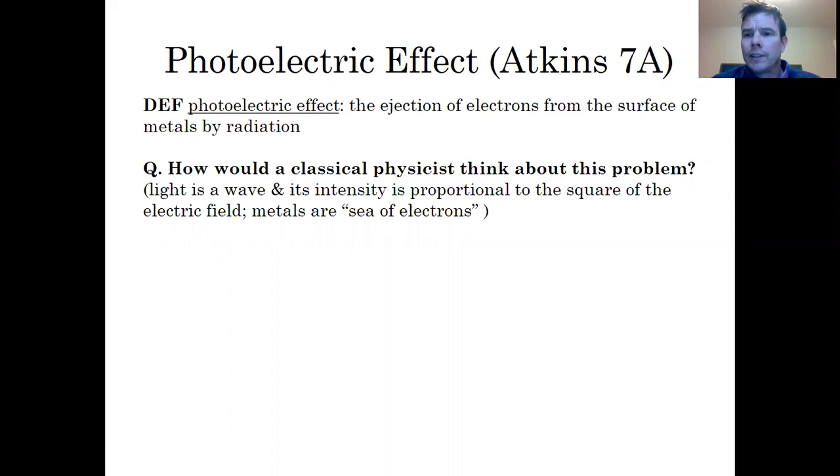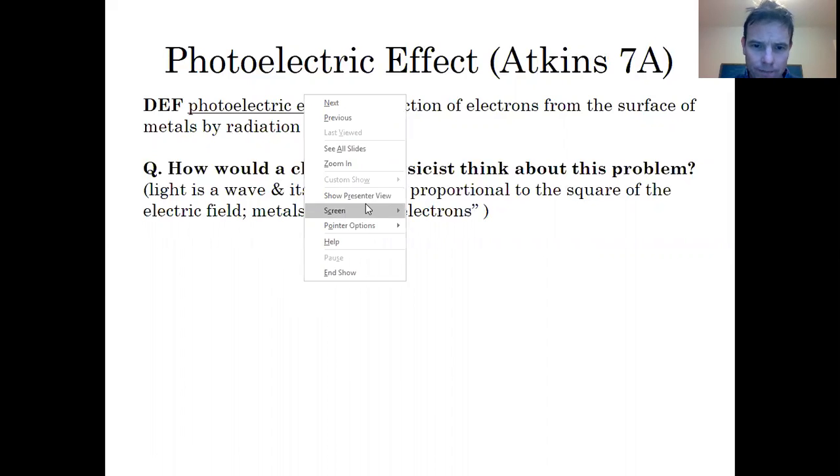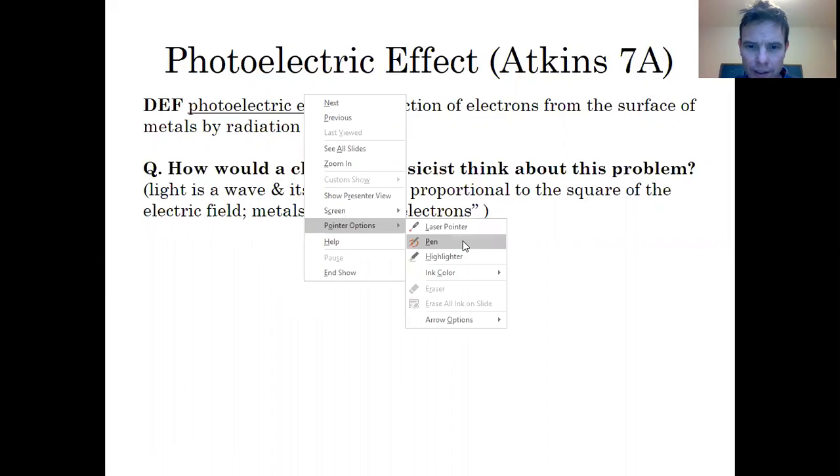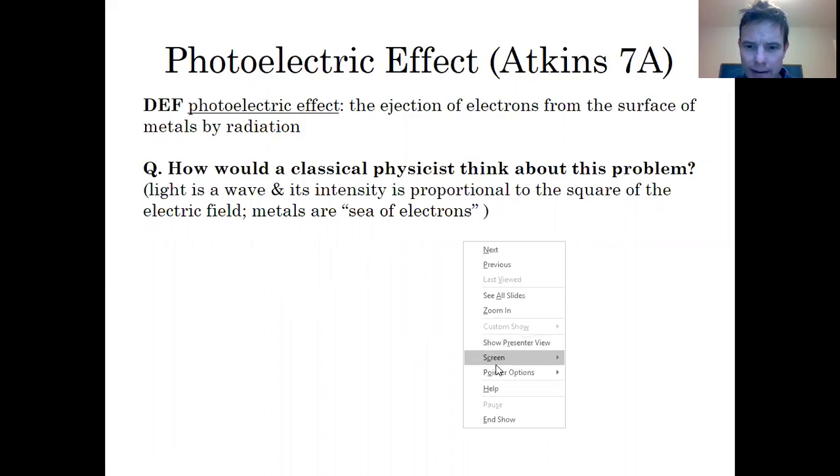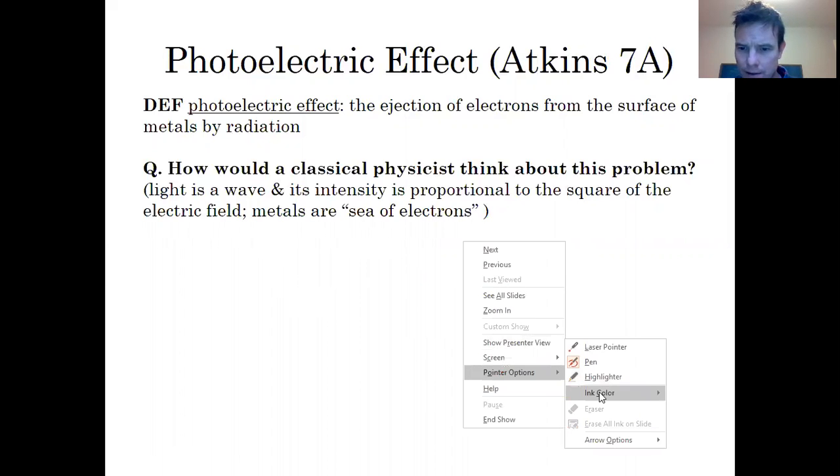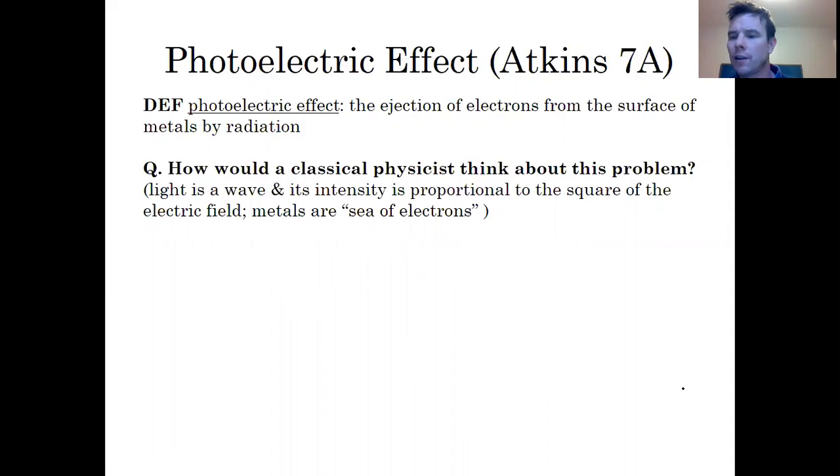How would a classical physicist think about this problem? Well, what you might recall from your physics days is that physicists think of metals as a sea of electrons. So here's my metal surface. It has electrons, electrons, electrons, electrons. Right?